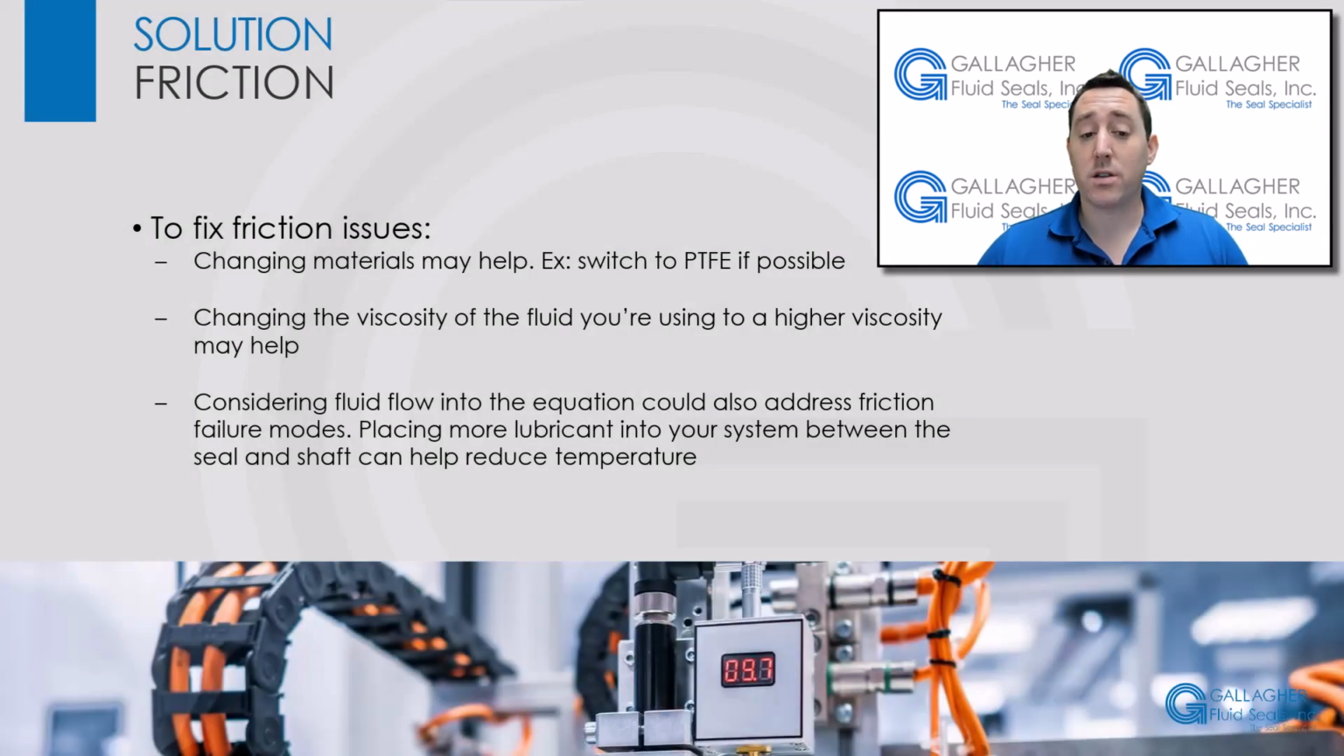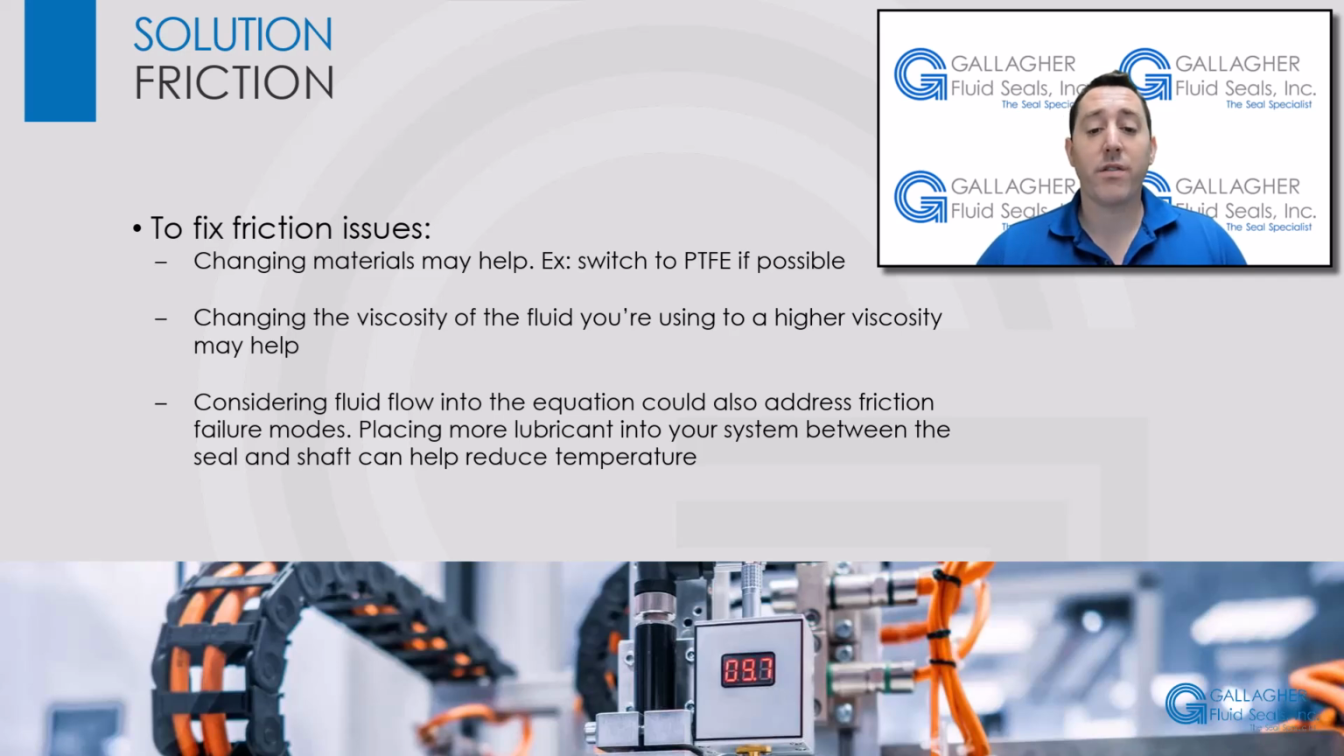To fix this, there may be a variety of solutions. Sometimes changing materials will help. If you're using a rubber seal and there's a lot of friction, you may need to switch to a PTFE material or some elastomer with higher temperature resistance. Or even changing the viscosity of the fluid you're using to a higher viscosity may help.